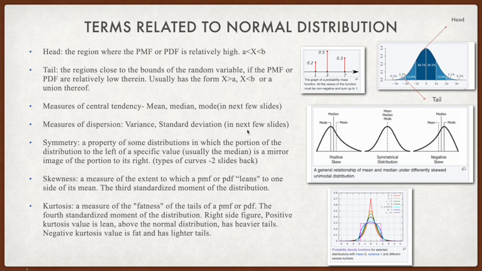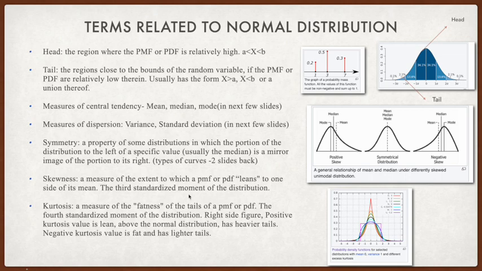Symmetry, as mentioned previously, is when it is bisected at the center, whether the left side and the right side are going to resemble each other or differ from one another. And skewness is a measure of the extent to which a probability mass function or probability density function leans to one side of its mean. The third standardized moment of the distribution. Standardized moment will come in another series of video.